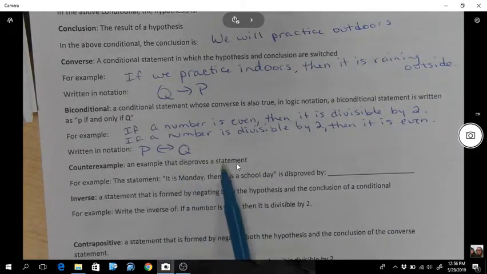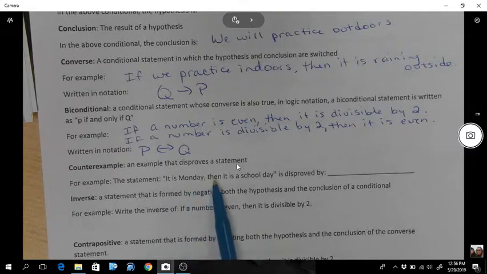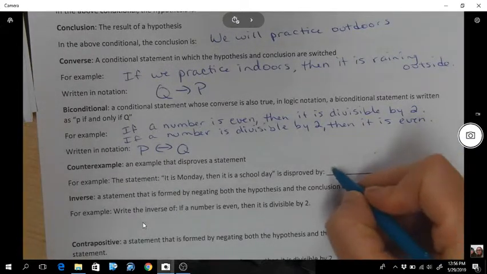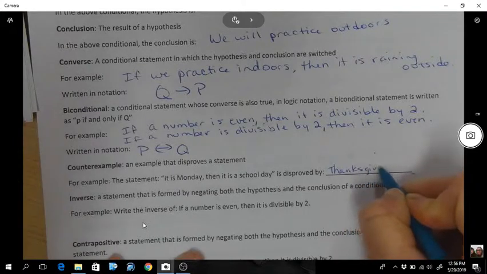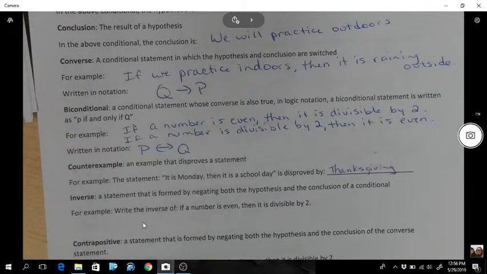Counterexample is when you use an example that disproves a statement. So for example, this statement: if it is Monday, then it is a school day. So I can disprove that, so it's false, because you could say it's Thanksgiving Monday. So on that Monday, nope, we don't have school. Or you could state a summer Monday, right?